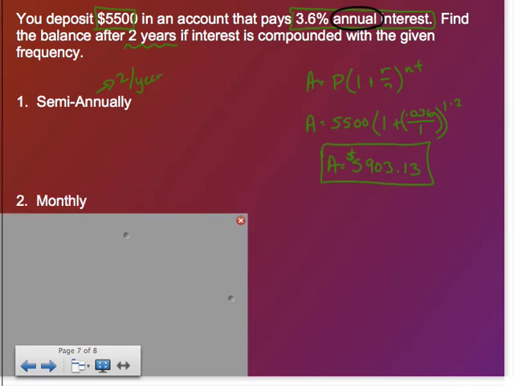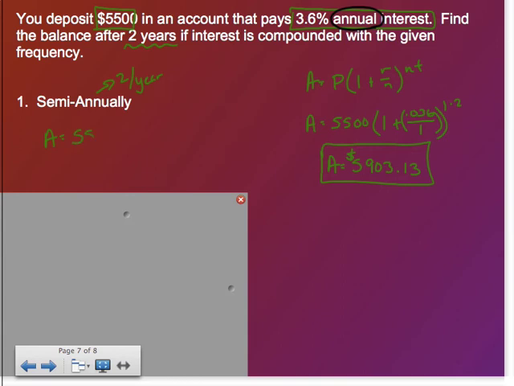So let's do exactly the same thing. I want to do the same amount, so A equals my initial amount, which still is 5,500, times the value 1 plus, still the same rate, 0.036, divided by my n value. In this case, I'm not doing it annually anymore. I've changed that in this problem to semi-annually, so I know n is going to be changed to 2 because it happens twice a year.